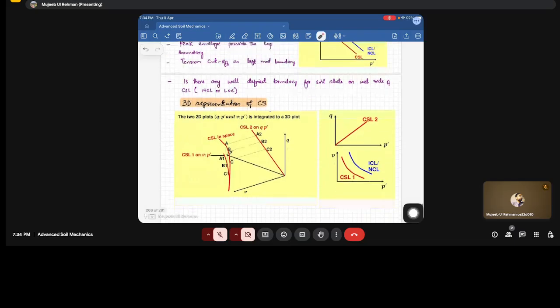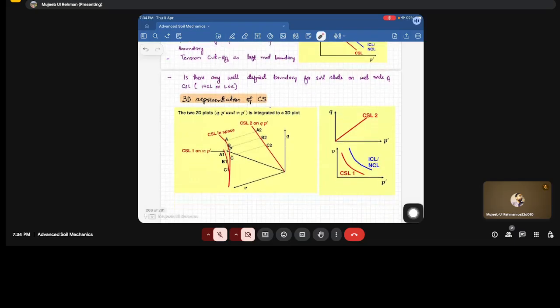For understanding this, we'll be dealing with the 3D representation of critical state, in which we will integrate these two plots. P dash is common in both, so Q, P dash, and V. If we have the critical state in this space, it's curved; it will be a surface. If we take the points A, B, C and project them on the Q, P dash plane, we will get this line, and if we project A, B, C on the floor, which is V or specific volume versus P dash, we will get this line. So this whole is a combination of these two plots, and vice versa is also true.